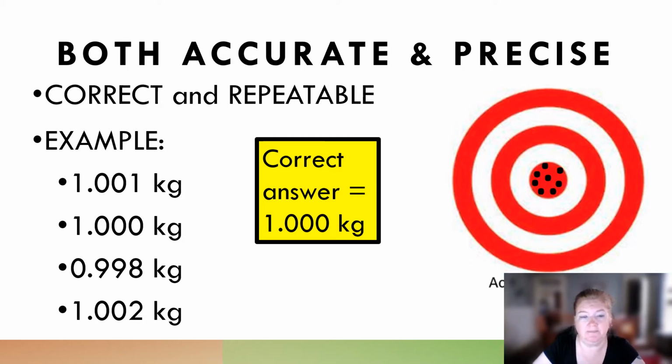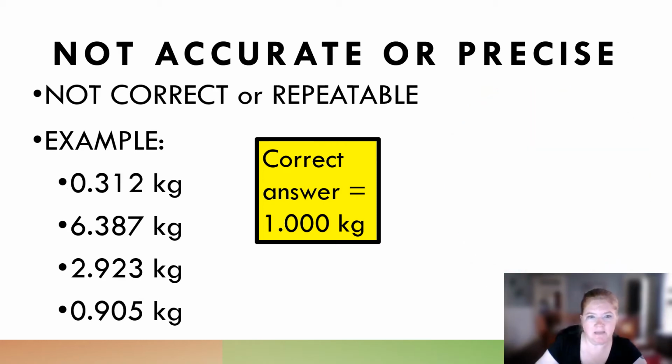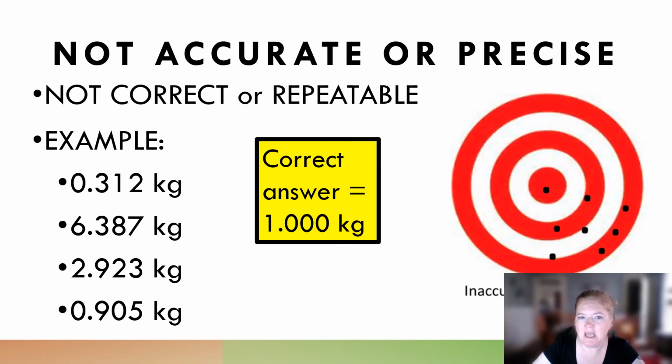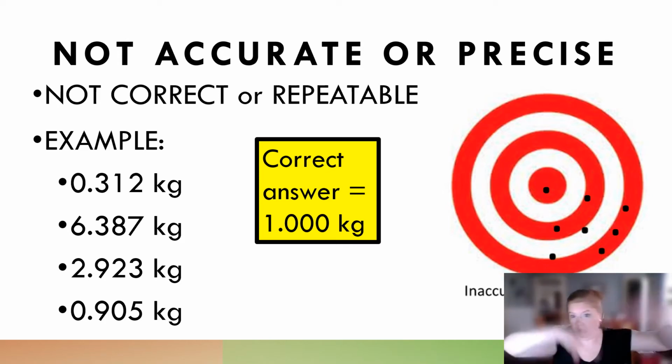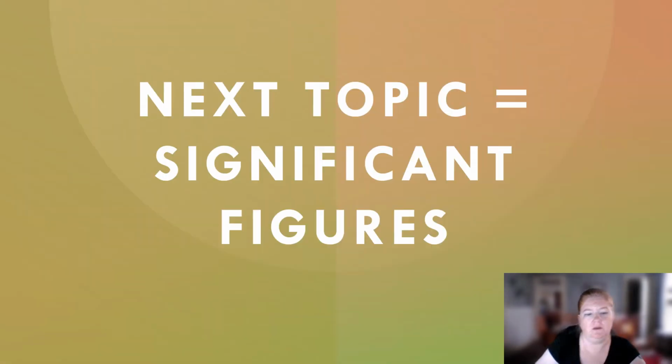This is in reference to a correct answer of being 1.000 kilograms. Same correct answer, so you could see that these answers are not accurate or precise. They're kind of all over the place. So now let's bring in significant figures.